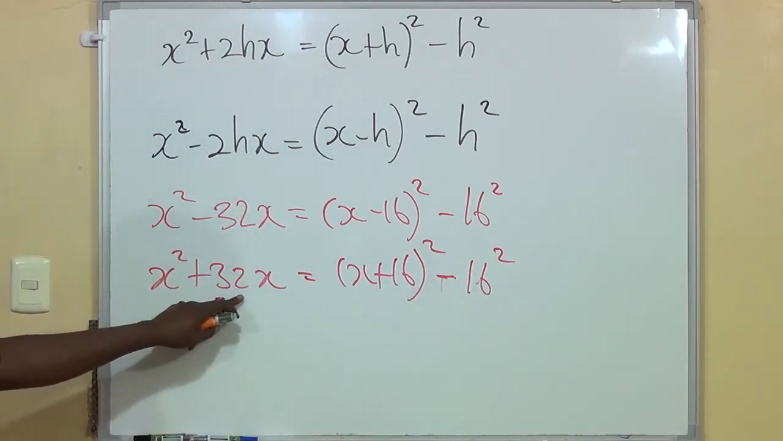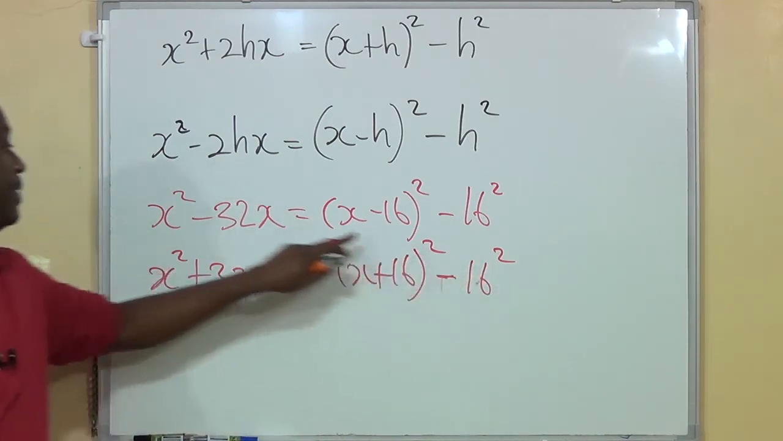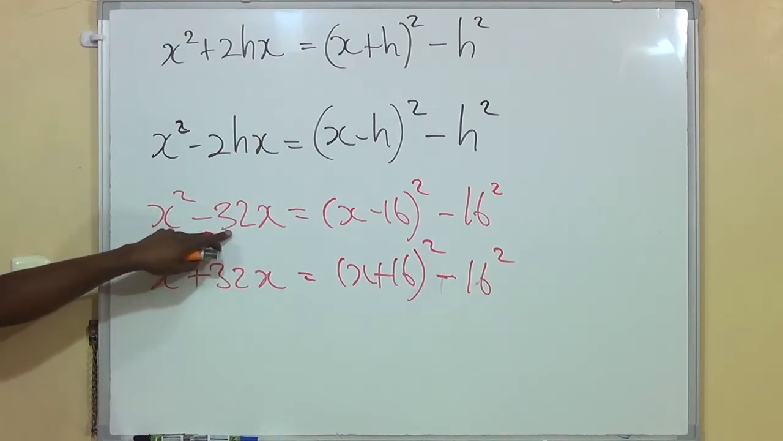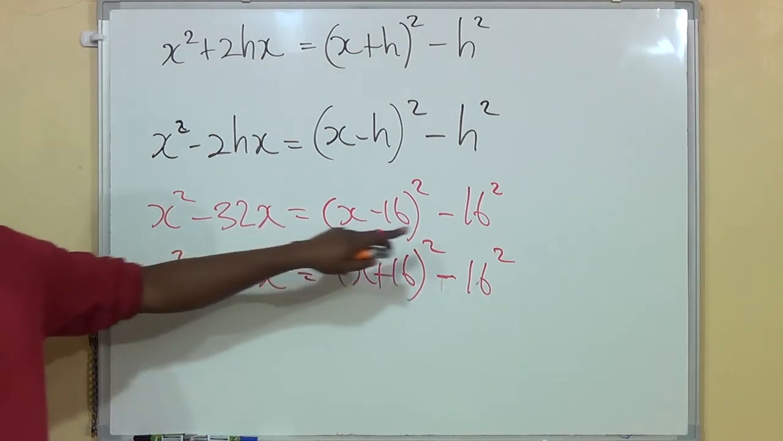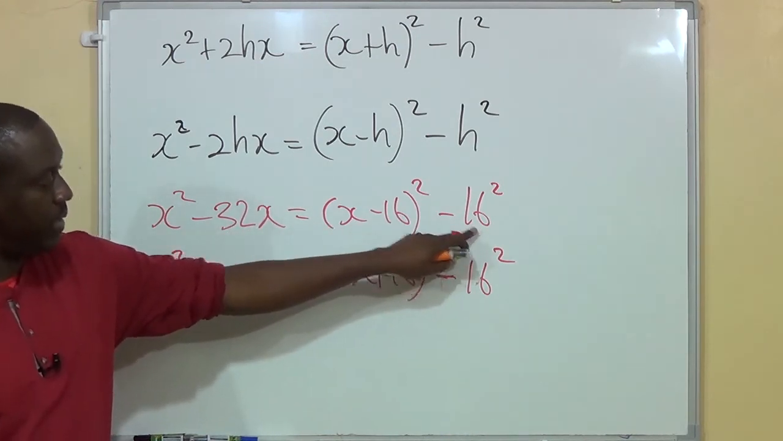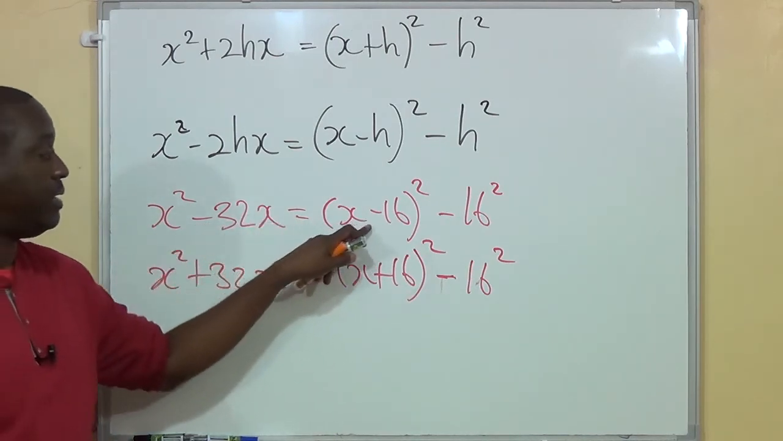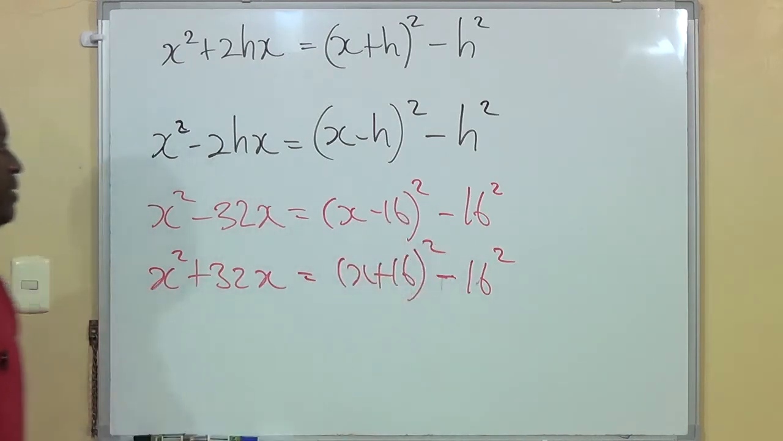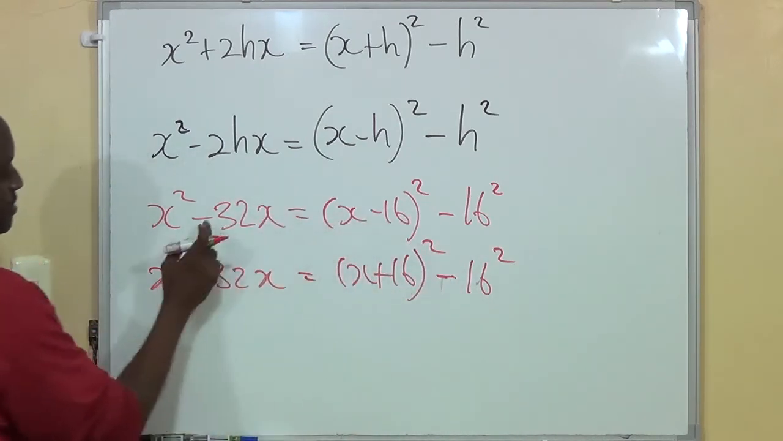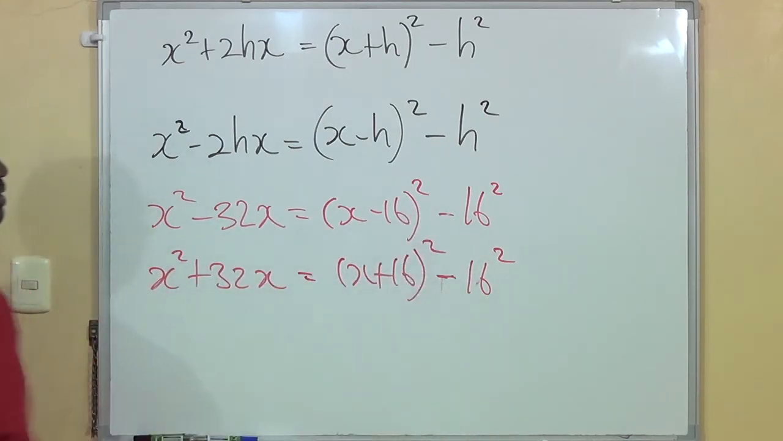The coefficient of x here is 32. Half of 32 is 16, 16 squared. The coefficient of x here is 32. We leave out the minus sign for the time being. Half of 32 is 16. But because we have minus 32x here, then inside this bracket we have x minus 16 all to be squared. So in other words, this sign follows this sign. The minus sign here is just the minus sign in all cases.